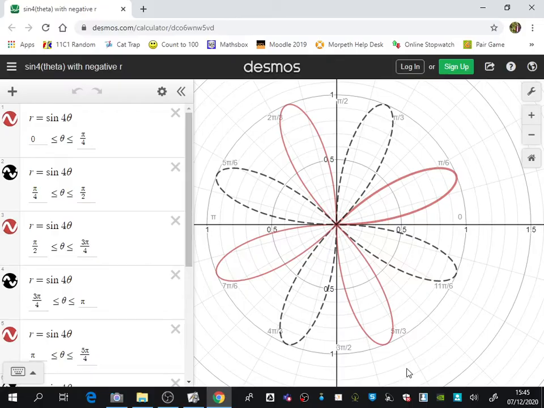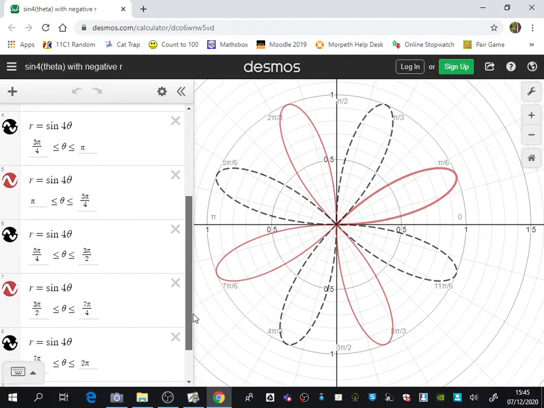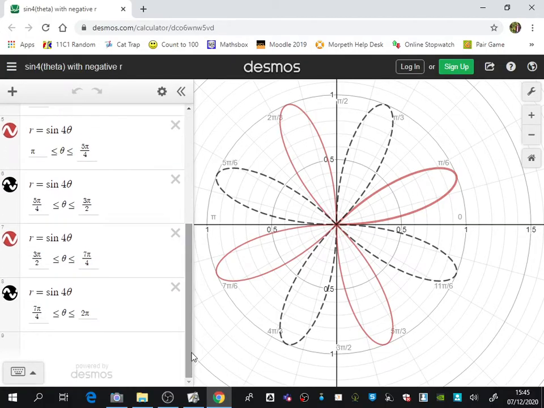So you can see all of these bits have all got sine 4 theta as the description, and I've got all of the different ranges. And so when I've done it in black and dotted line, I knew that r was going to be negative in that particular section because I knew how the sine graph behaved. And you can just see I've got all 8 of those petals there, which corresponds to the ones I wanted to highlight as being positive petals and the ones I wanted to highlight as being negative petals.